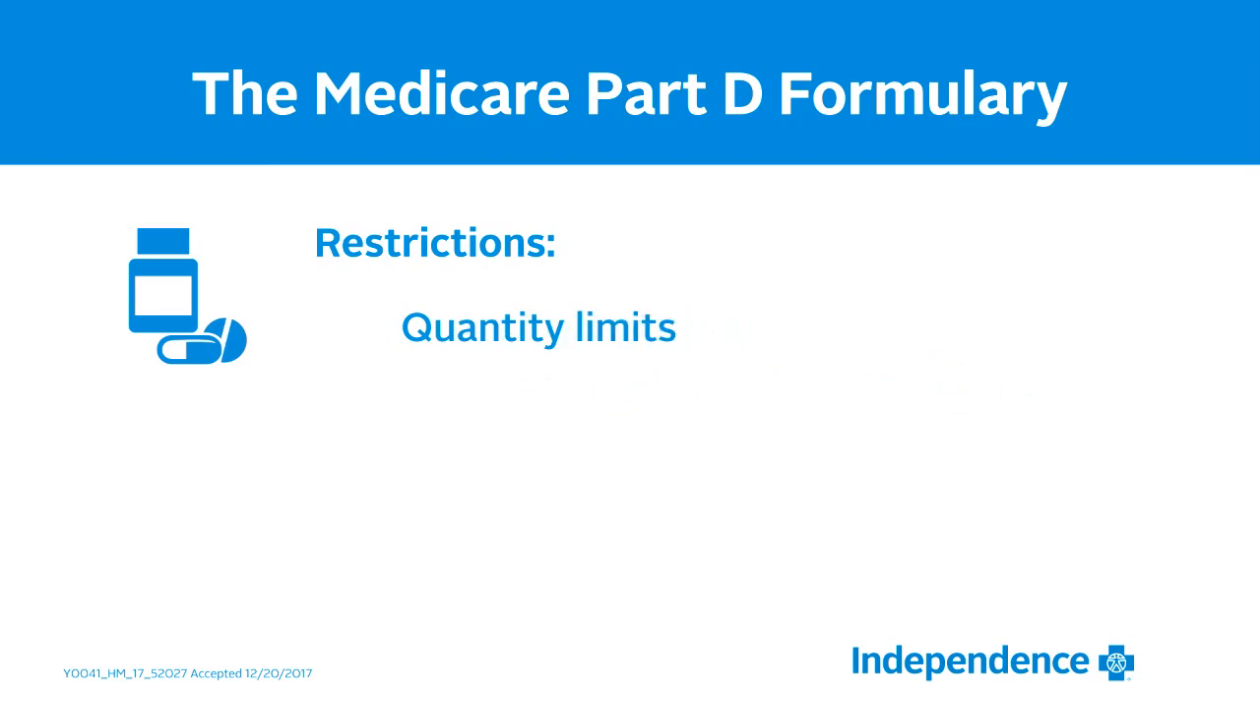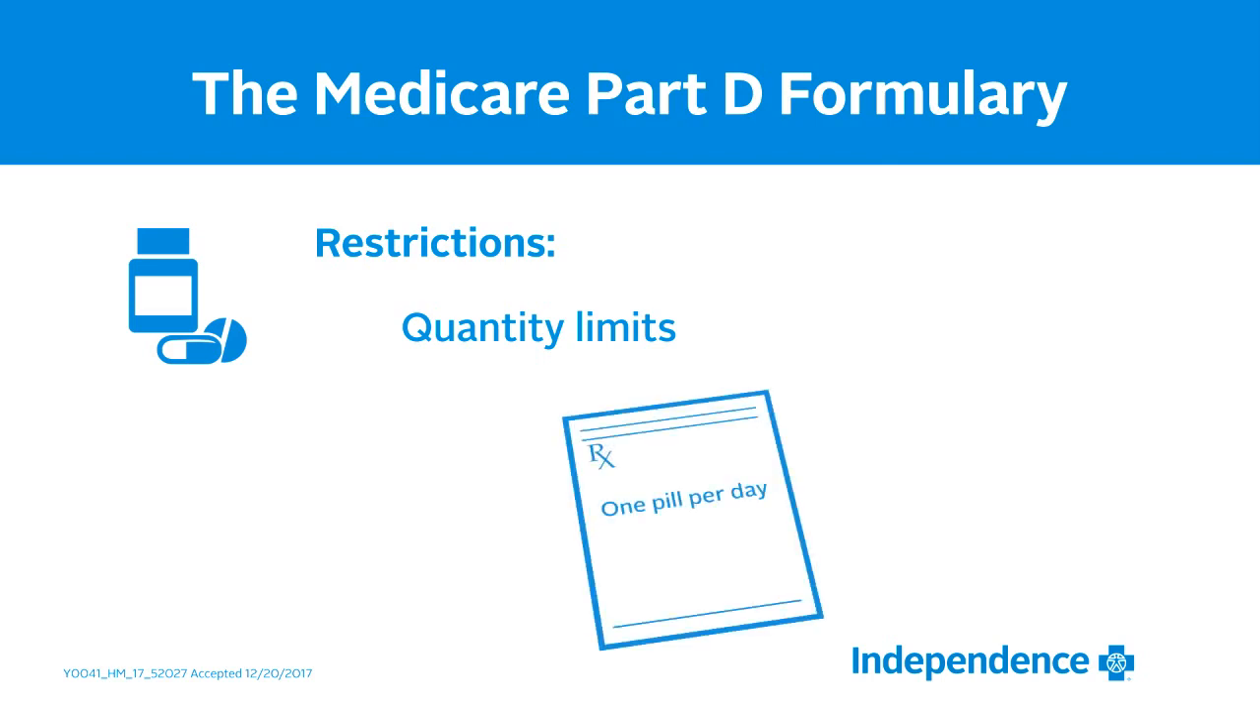Other drugs may have quantity limits, which means your health plan may limit the amount of the drug it covers. For example, you may only be able to get a 30-day supply until your next refill.